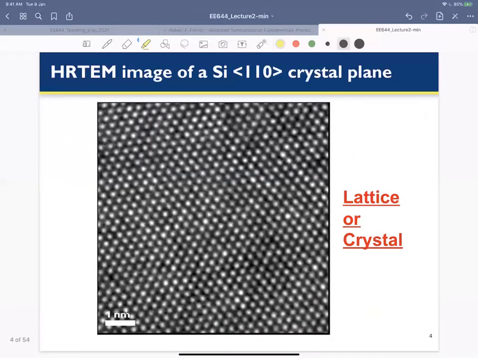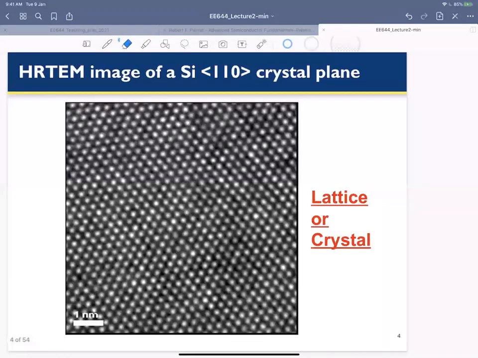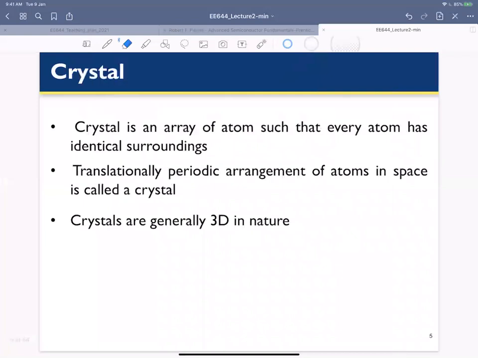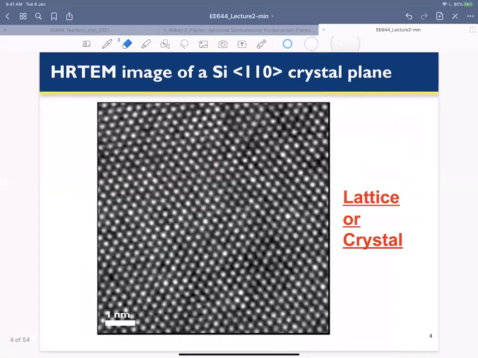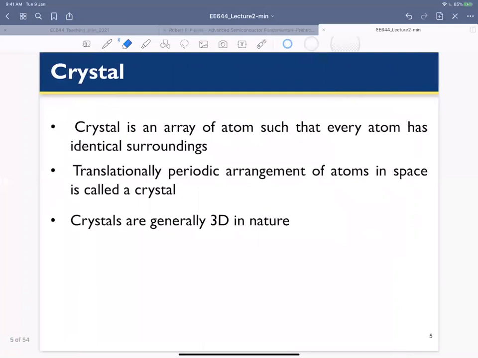Okay. So this is a zoomed version of that same image. This is a silicon crystal, and you can see that the atoms are perfectly arranged, so the distance between two atoms is always the same. As we saw, a crystal is an array of atoms such that every atom has identical surroundings. Every atom has identical surroundings, so the translationally periodic arrangement of atoms in space is called a crystal.